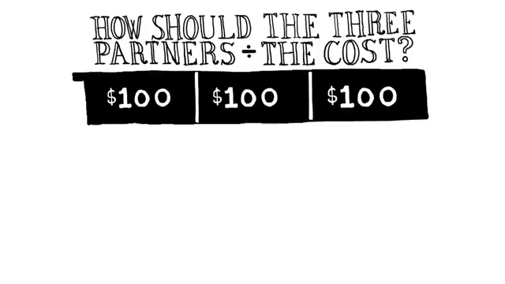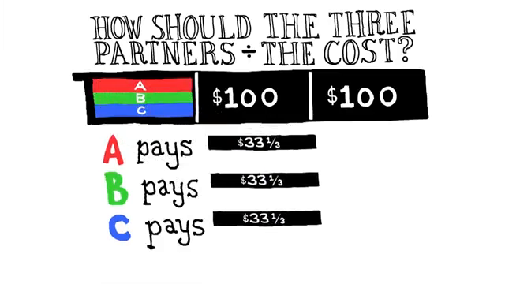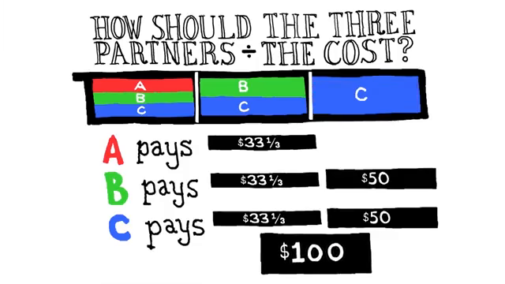Now, how should the three parties divide up the cost? Littlechild and Owen proposed the following solution. Each airline should split the cost equally for the portion of the runway it uses. Thus, airlines A, B, and C divide the cost of the first leg 3 ways. B and C split the cost of the second leg, and C pays the full cost of the third leg. That means Airline A pays 33 1/3, Airline B pays 33 1/3 plus 50, which is 83 1/3, and Airline C pays 33 1/3 plus 50 plus 100, which is 183 1/3.